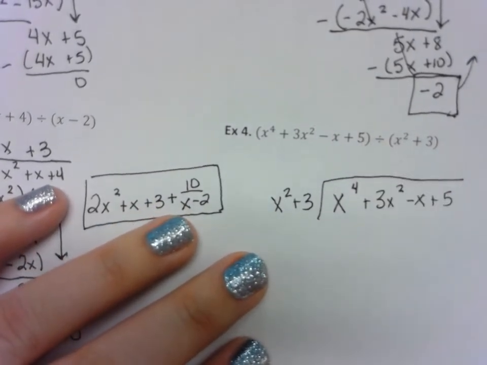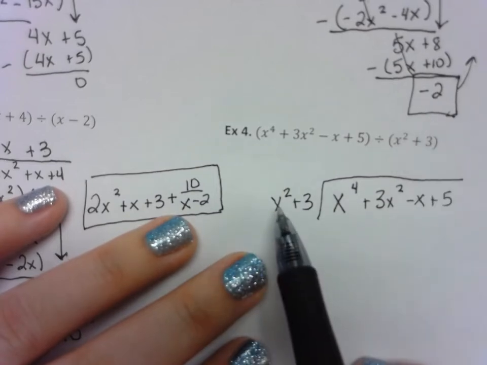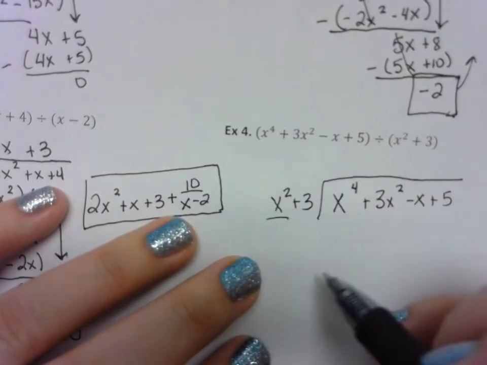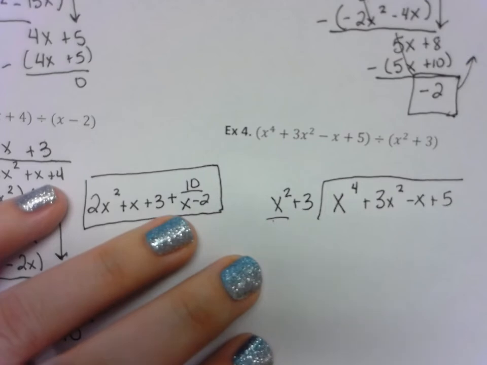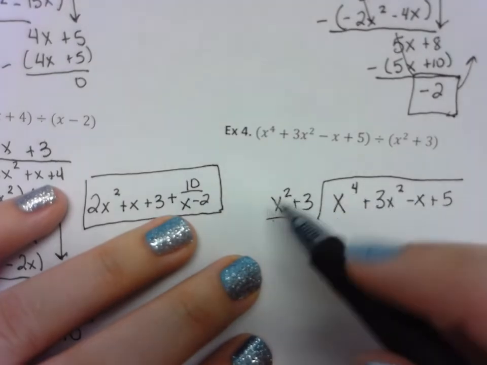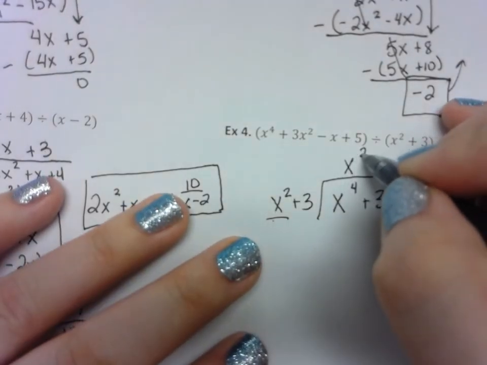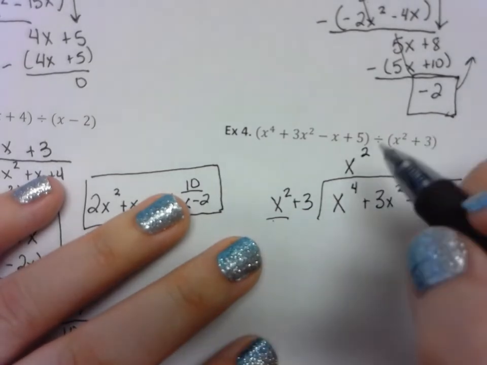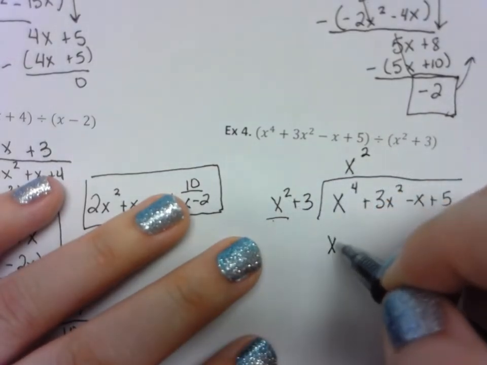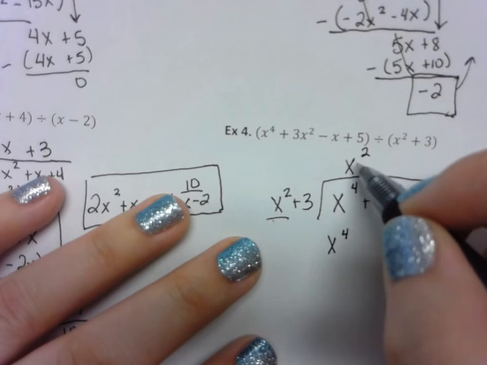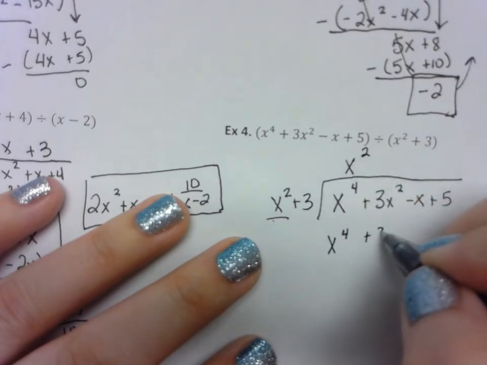The questions that I want you thinking to yourself is, what do I need to multiply this guy right here by to get to this number? Well, I needed 4 x's, but I only have 2, so I've got to multiply them by an x squared. X squared times x squared gives me x to the 4th. X squared times 3 gives me 3x squared.